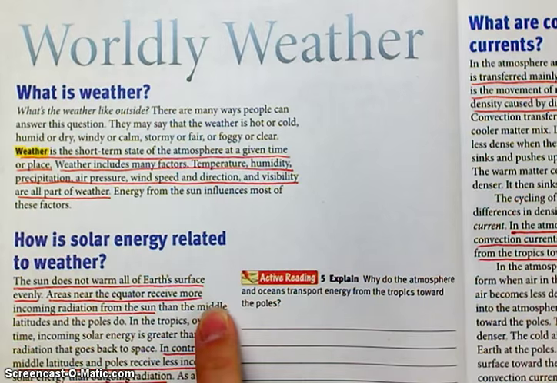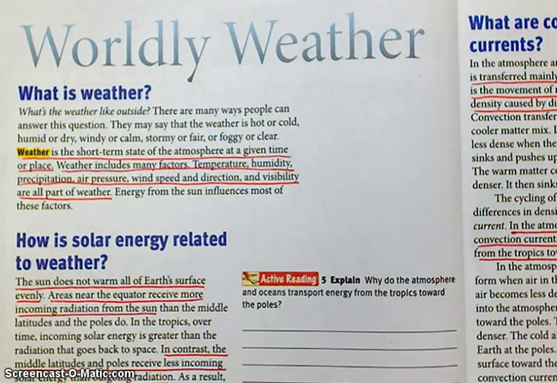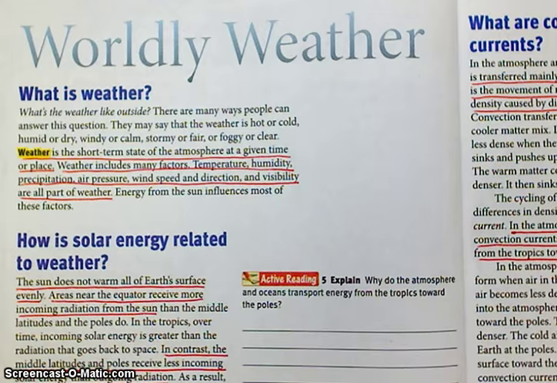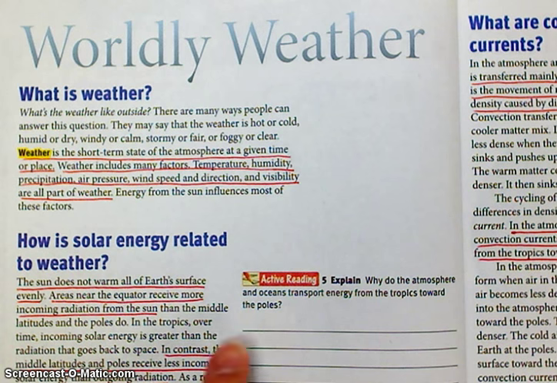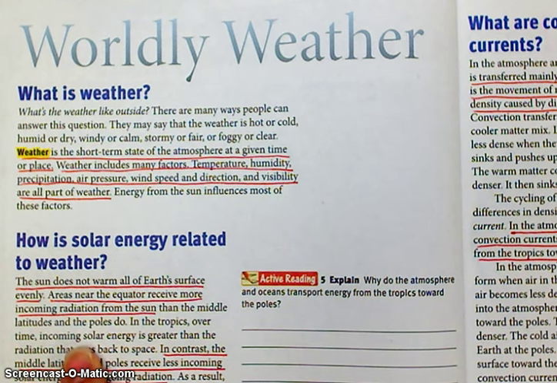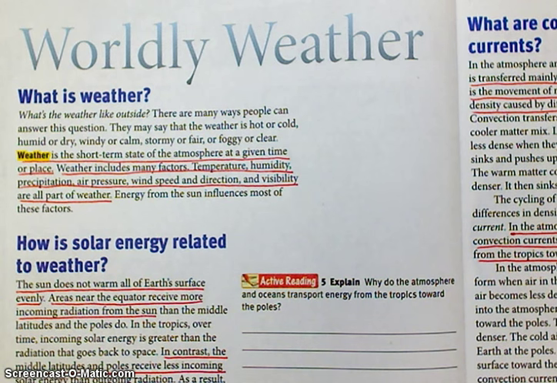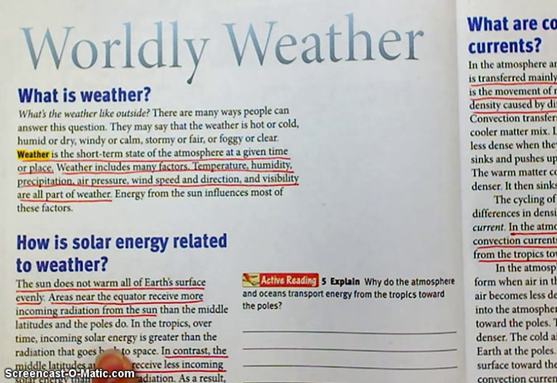All right, so we need to talk about how solar energy is related to weather. Well, first of all, we need to understand that the sun does not warm all of the Earth's surface evenly. Areas near the equator receive more incoming radiation from the sun, and over time at or near the equator, incoming solar radiation is greater than the radiation that goes back into space. So the Earth receives solar radiation, and some of it is in turn lost, goes back out into space. But at the equator, we typically keep more solar radiation than we lose. So we get a surplus of solar radiation at the equator or in the tropics. Okay, surplus meaning extra.